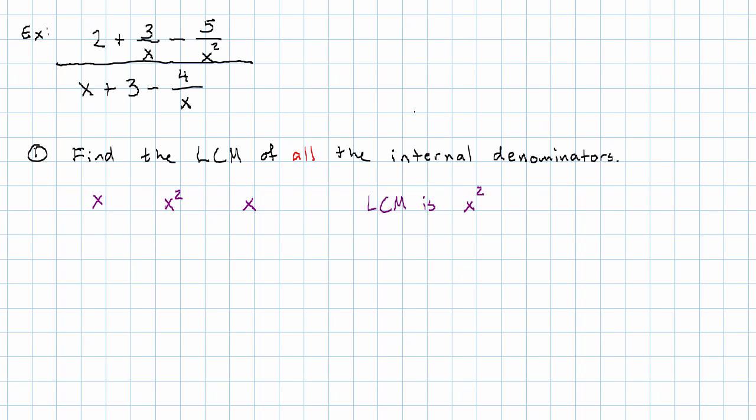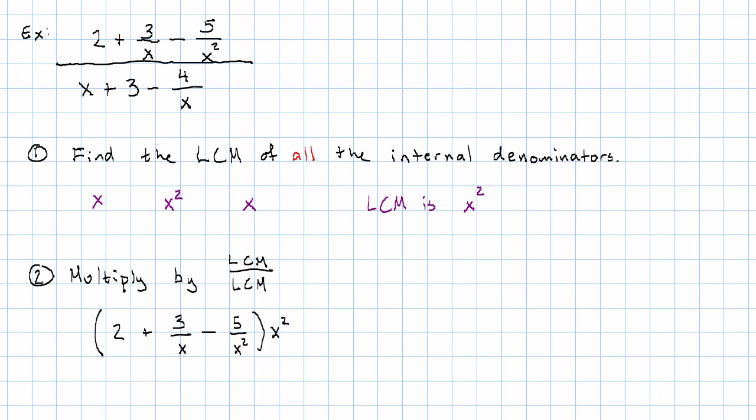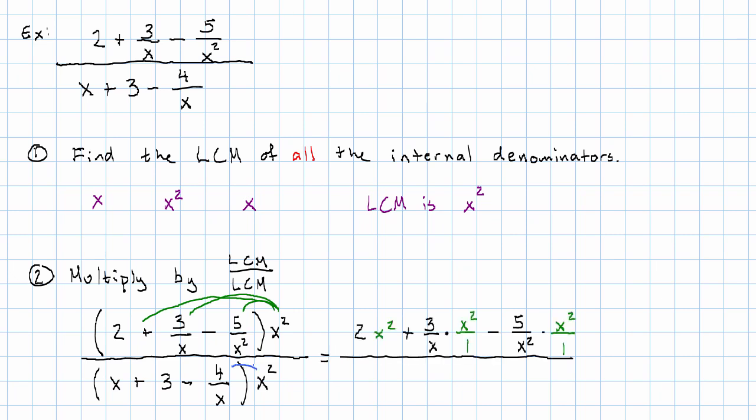And now we're going to multiply our numerator and denominator both by x squared. One way to think of that is we're multiplying by the fraction formed by our least common multiple over itself, which is, of course, just a fancy way of writing 1. So we're going to multiply our numerator by x squared and our denominator also by x squared. Right, so we need to distribute, and also distribute in the denominator.